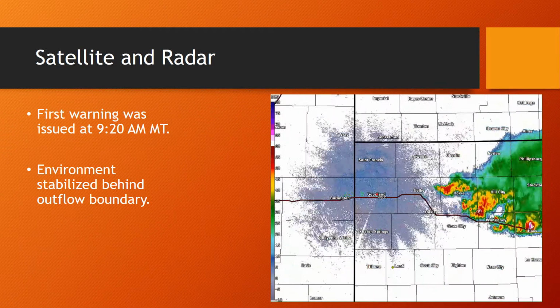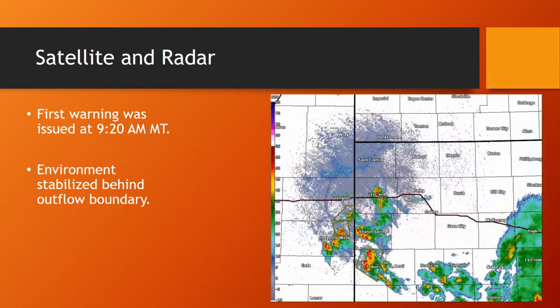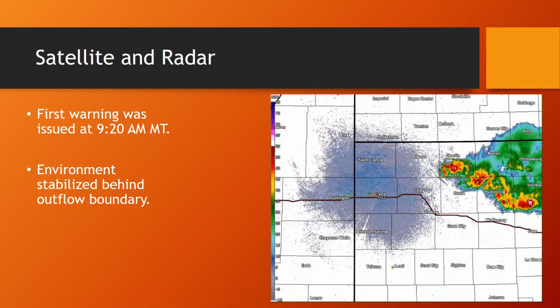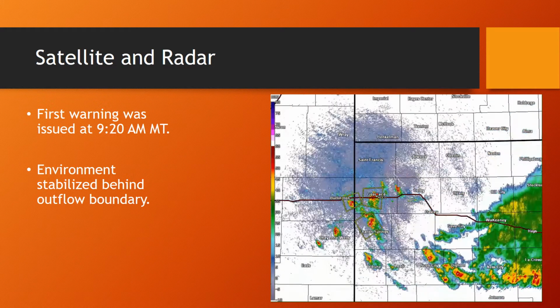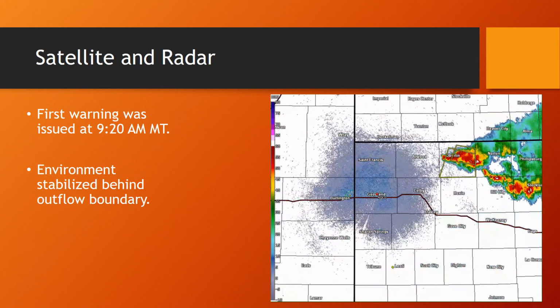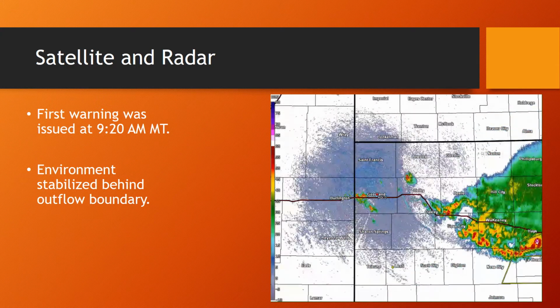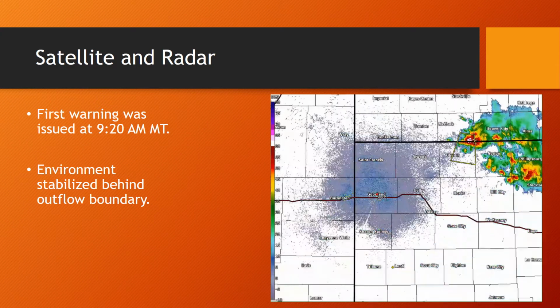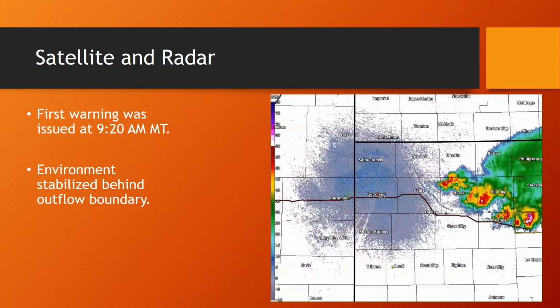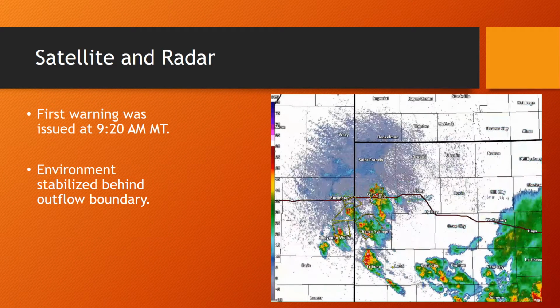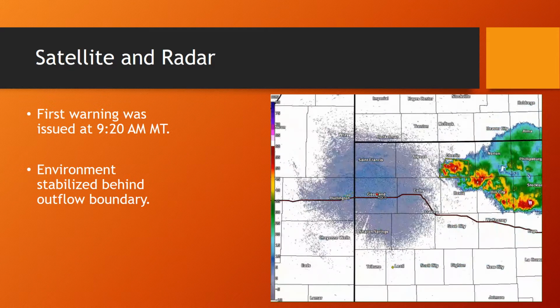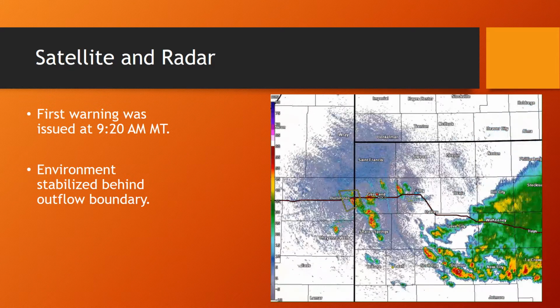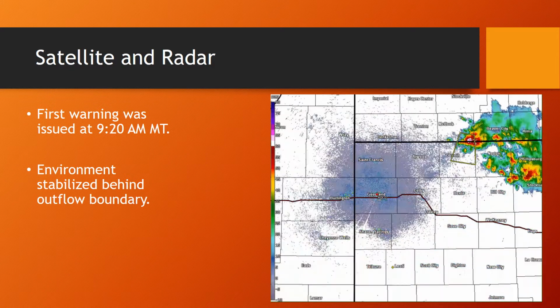Here is the radar imagery for the event. As this was approaching our area from the north, we were watching, and then as it moved into Red Willow County, we noticed that there were some spotters under the strongest reflectivity. So we decided to see what was going on there because it wasn't quite severe, but we weren't really sure how strong the storm was at the time.